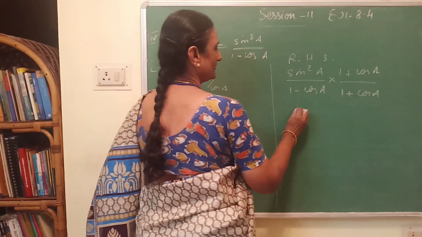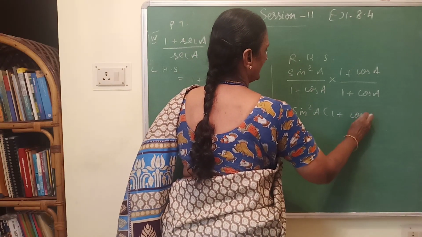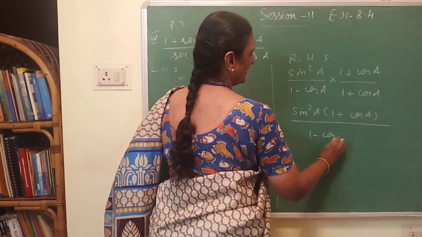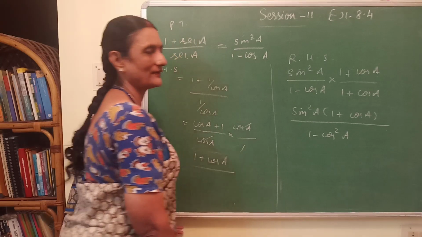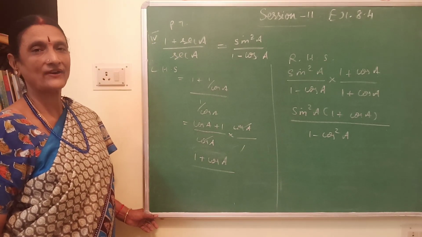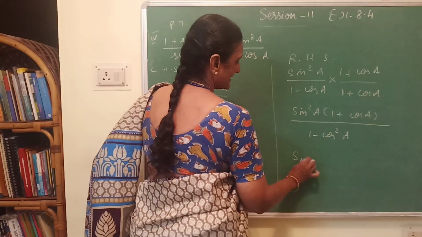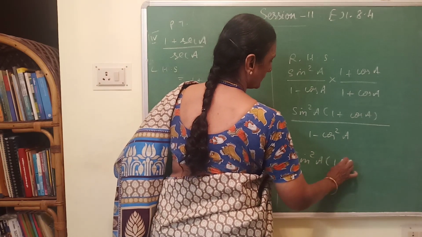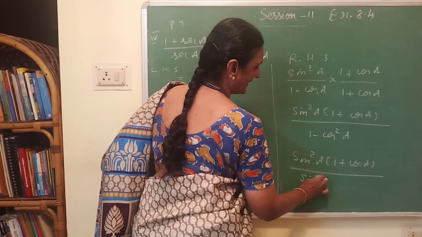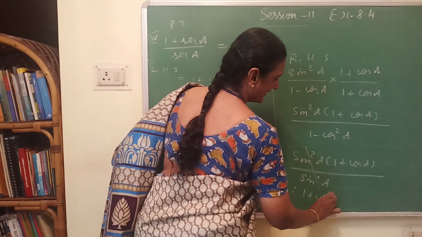Now what is this numerator? Sin square A into 1 plus cos A. Let it be as it is. The denominator becomes 1 minus cos square A. What is 1 minus cos square A, children? Again it is a different kind of usage of the first identity. Therefore we get sin square A into 1 plus cos A divided by sin square A. So it gets cancelled. We will get 1 plus cos A.